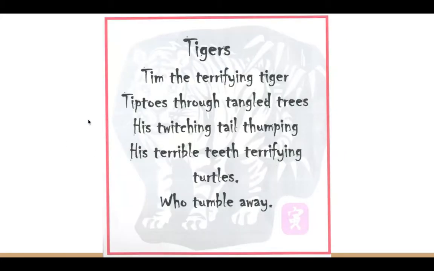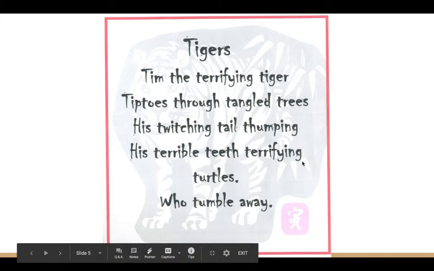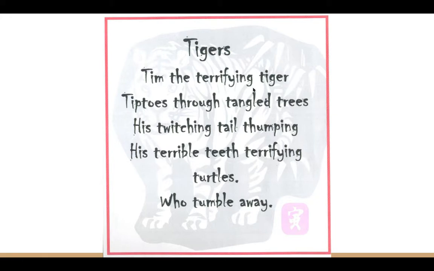Okay? And then these are fun. This is what I'm going to want you to do today. This is an alliteration poem. So, tigers. Tim the terrifying tiger tiptoes through tangled trees, his twitching tail thumping his terrible teeth, terrifying turtles who tremble away. So, I want you to come up with an alliteration poem. This one uses the t sound. Tim the terrifying tiger tiptoes through tangled trees.